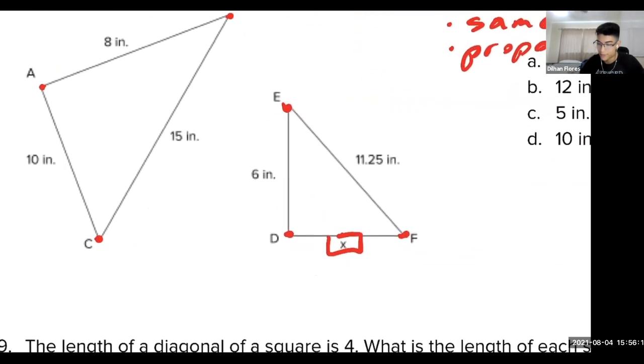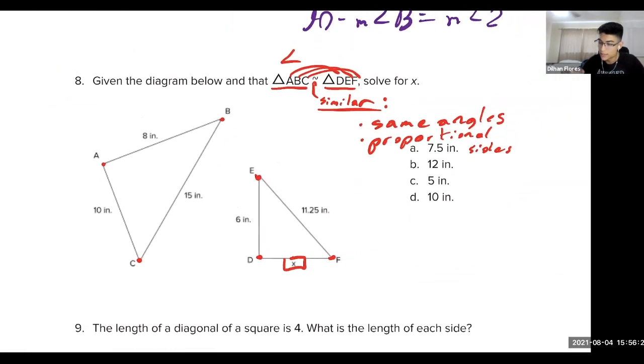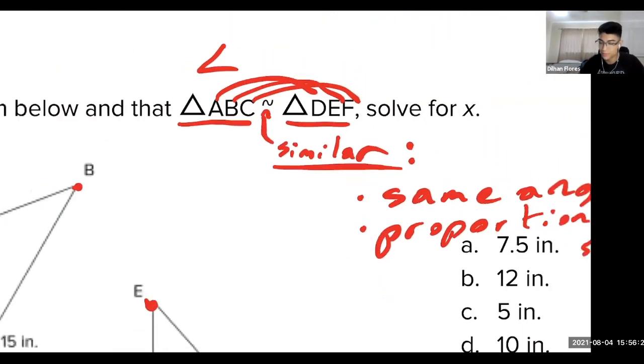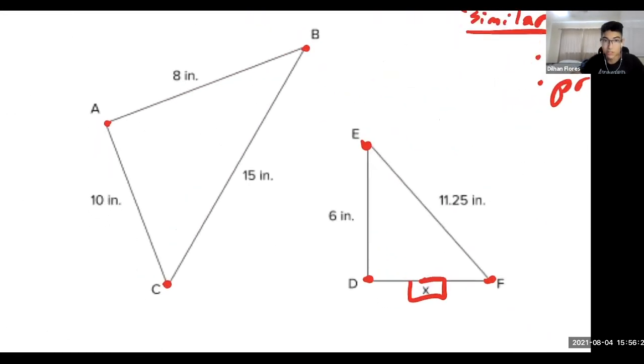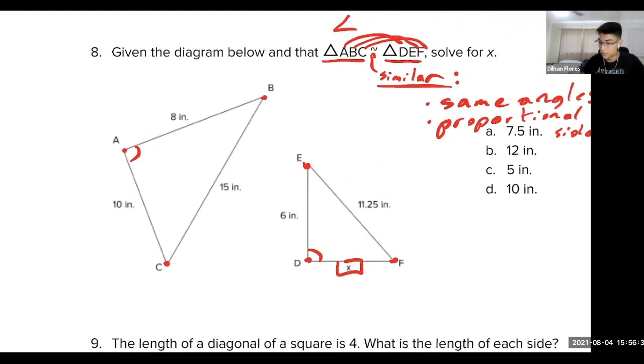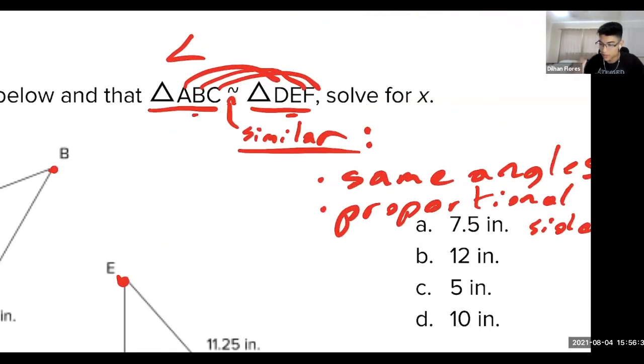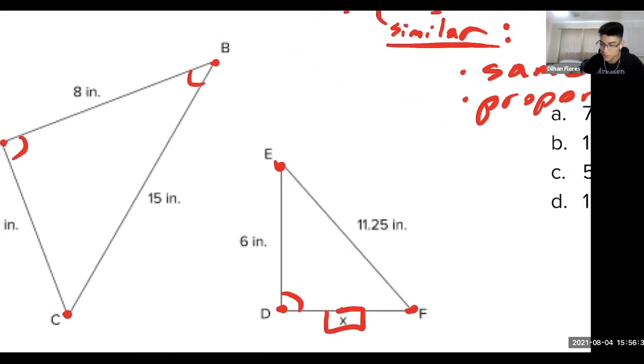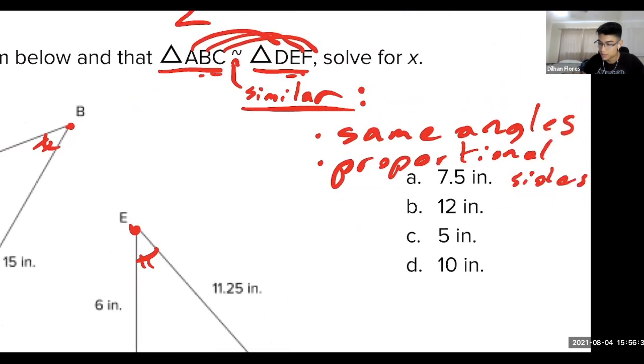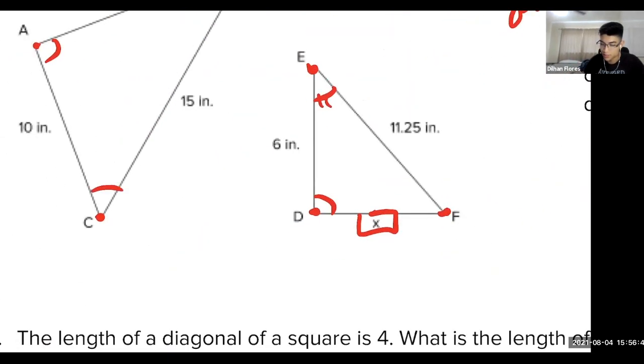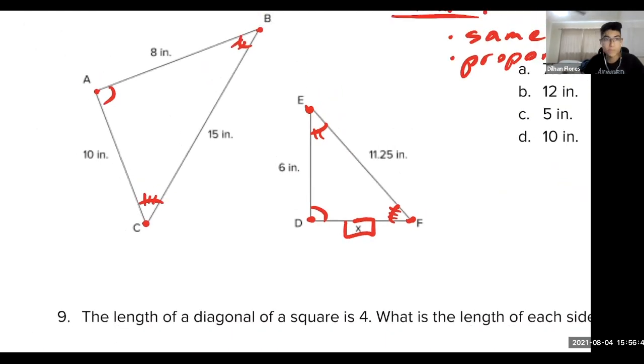Now, we said that angle A is the same as angle D, right? So angle A, whatever it is, is the same thing as angle D. Cool. We know that angle B is equal to angle E. Okay, so whatever B is, it's the same thing as E. And angle C is equal to angle F. So C and F. Okay.